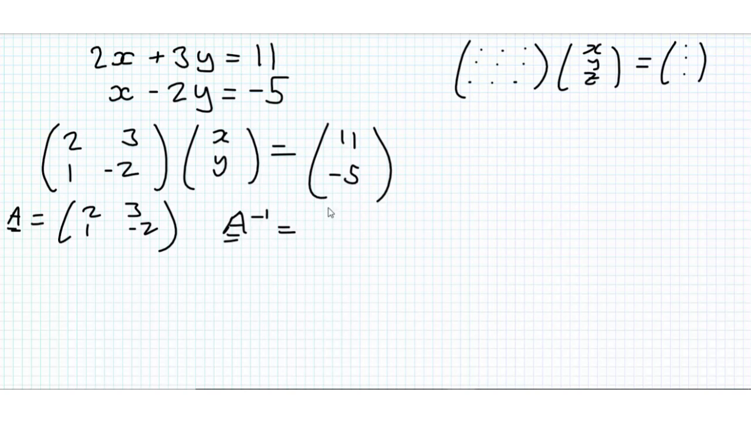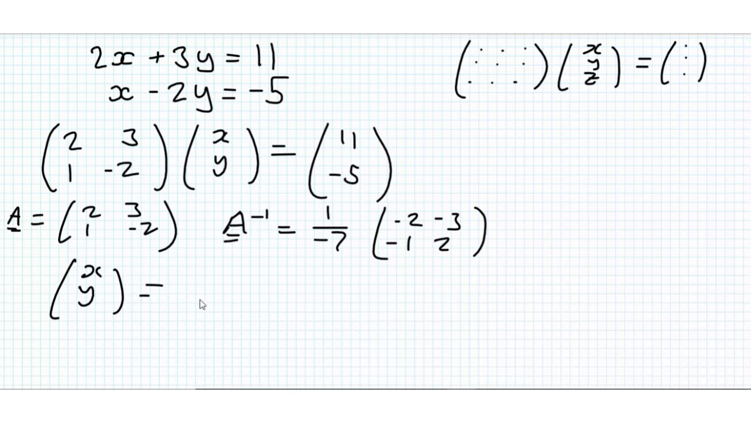A inverse is equal to 1 over minus 7, calculating the determinant: 2 times minus 2 is minus 4, minus 3, which is minus 7. Then we swap these over, so we get minus 2, 2, and we change the signs of these two elements, so we get minus 1 and 3 there, and minus 3. Now we're going to multiply both sides of this equation from the left, and you have to multiply from the same side. That's important. Obviously if you multiply A by A inverse, they just cancel each other out, so we get x, y is equal to minus 1/7 times minus 2, minus 3, minus 1, 2, multiplied by 11, minus 5.